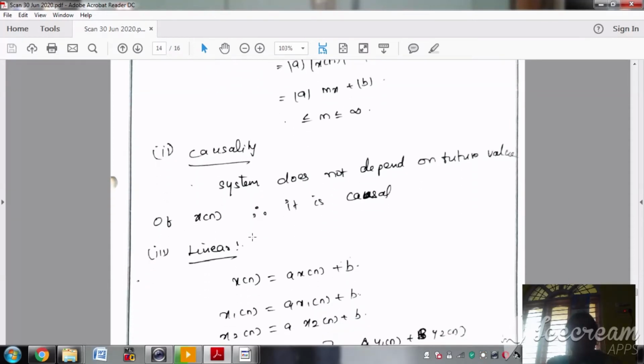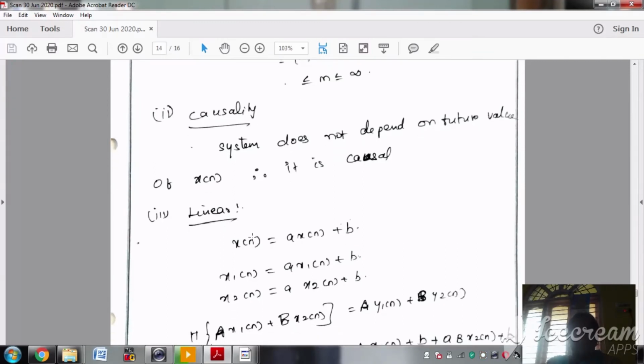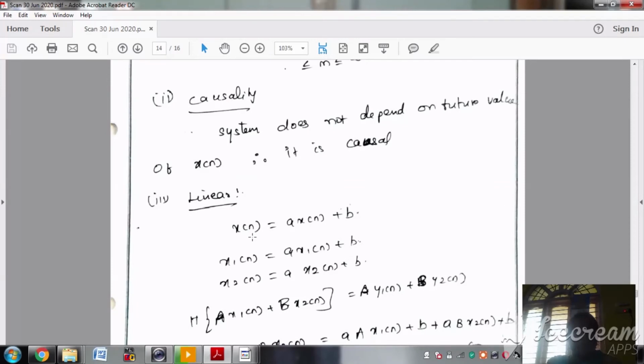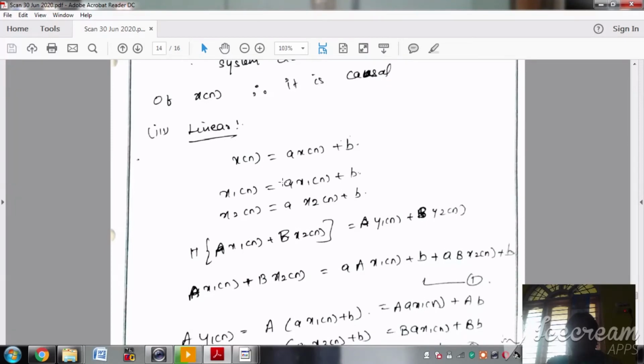The next one is linear. Linear means it should satisfy the superposition principle. The superposition principle includes the additive property and the scaling property. So here, my system is y of n equals a x of n plus b. If I put x1 of n as my input, and if I put x2 of n as my input. This is the standard formula you should memorize. Here this A is your scaling value and this plus is your additive property.